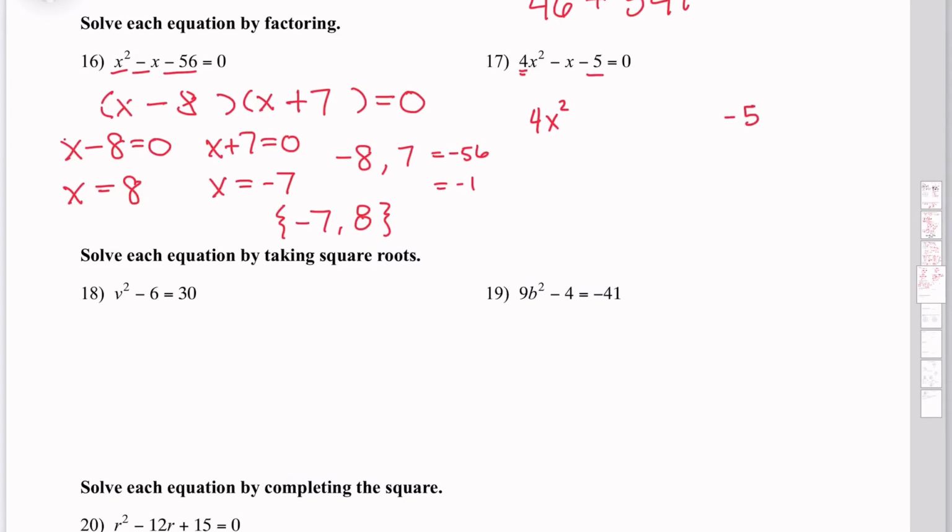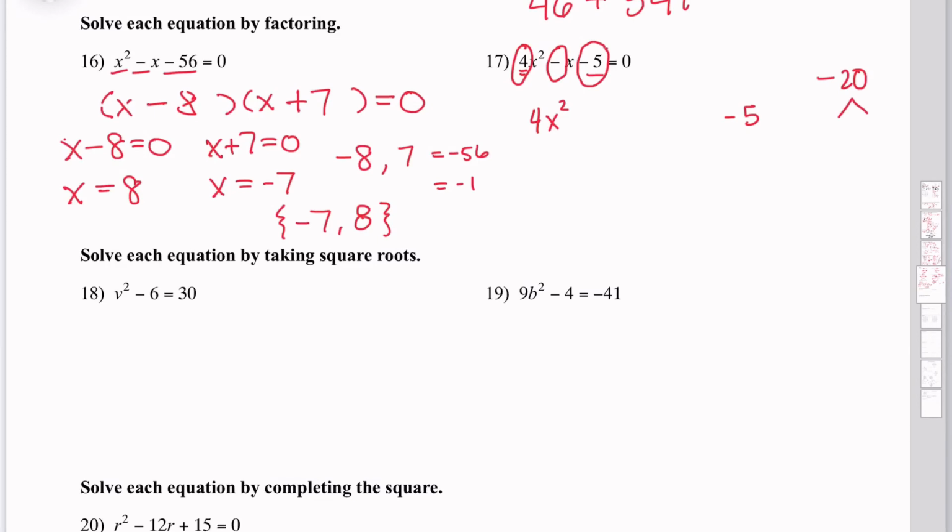Leave some space in between because we're going to find two new terms to go in the middle. To find these new terms, we are going to multiply the leading coefficient of x squared and your constant. 4 times negative 5 is negative 20. These two terms should multiply to negative 20 and also add up to negative 1.